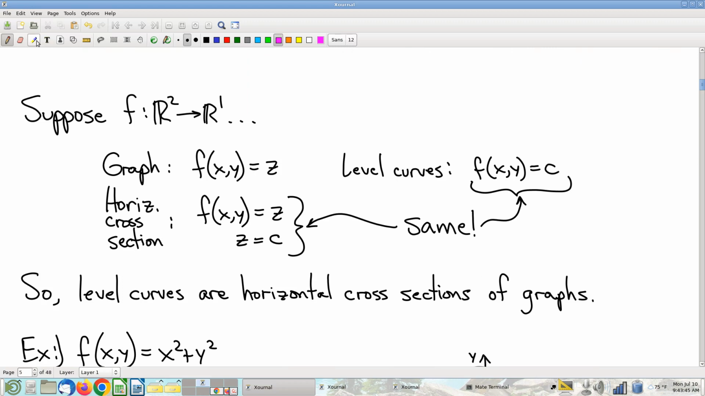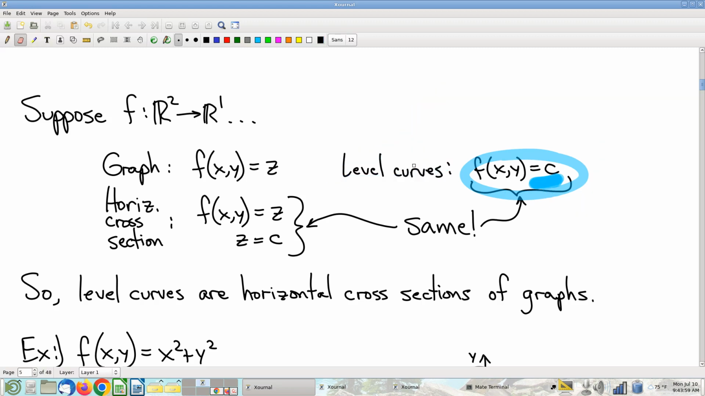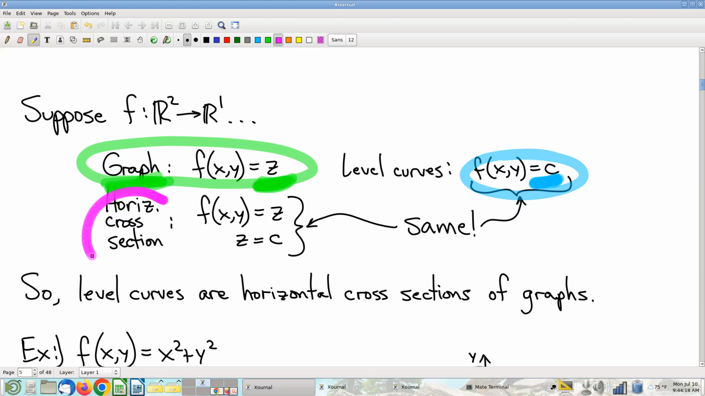Okay. All right. Now, neat fact. If you have a function of two variables, when you make a level set, and keep in mind, level set means you're setting the function equal to a constant, right? That's how you know that these are level curves, is f equals a constant. Check it out. That's the same thing as taking the graph. Now keep in mind, a graph is where you set the function equal to a new variable, right? Take that graph and then do a horizontal cross-section.